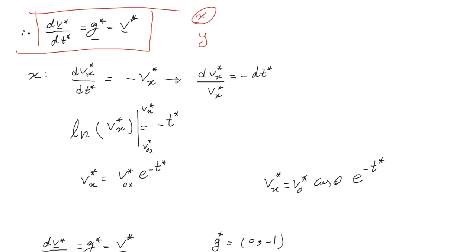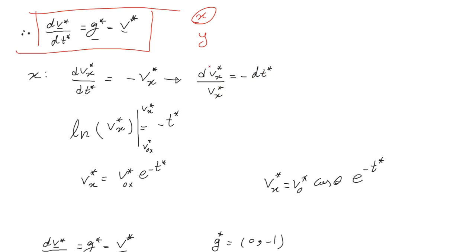In the x component, you can see here subscript x. So dvx star over dt star is equal to minus vx star. From now on, I keep saying star for simplification, but everything here is dimensionless. When I say V, I mean V star, all right? But it's all written with an asterisk. So here we have dvx over vx equal to minus dt in a dimensionless form.